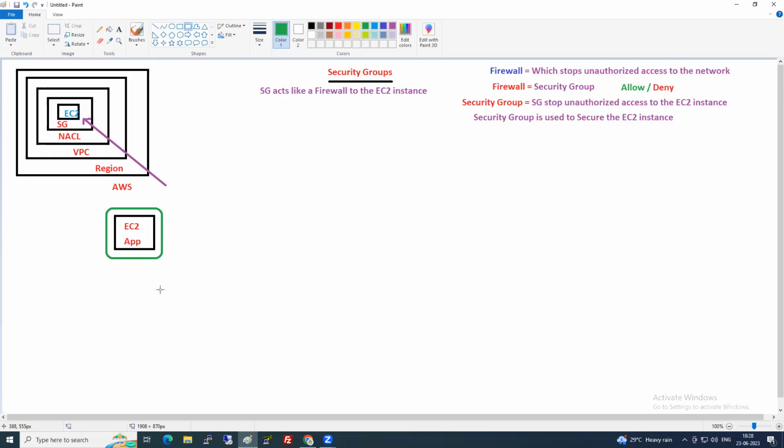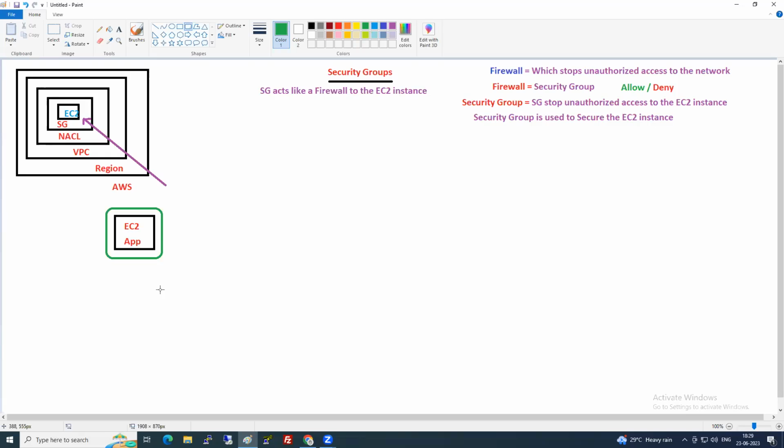What are those two rules? Inbound rule, outbound rule. What is inbound rule? Inbound meaning the traffic which is coming inside. Outbound meaning which is going outside. The traffic which is coming to the security group is called inbound. The traffic which is going from the EC2 instance is called outbound rule.